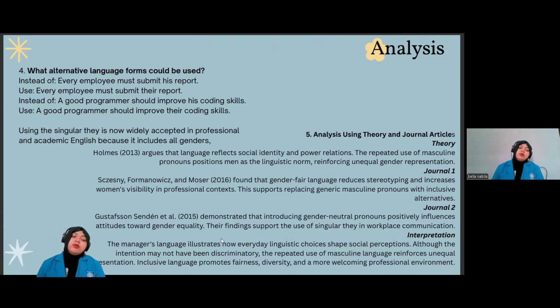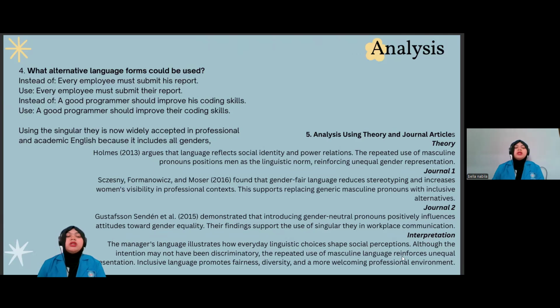For journal number two, Gustafsson Sendén et al. demonstrate that introducing gender-neutral pronouns positively influences attitudes toward gender equality. Their findings support the use of singular they in workplace communication.